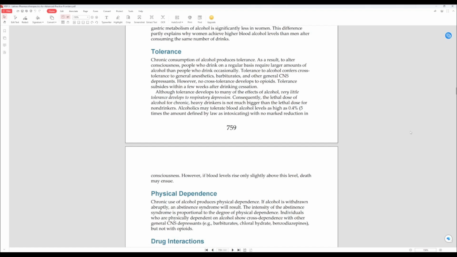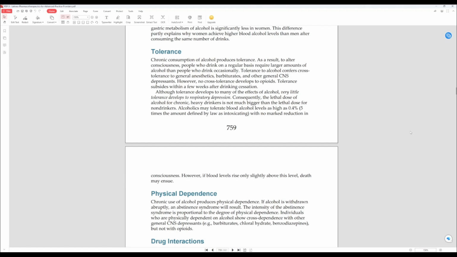Which brings us to tolerance. Chronic consumption of alcohol produces tolerance, so as a result, to alter consciousness, people who drink on a regular basis require larger amounts of alcohol than people who drink occasionally. Tolerance to alcohol confers cross-tolerance to general anesthetics, barbiturates, and other general CNS depressants. However, no cross-tolerance develops to opioids. Tolerance subsides within a few weeks after drinking cessation.